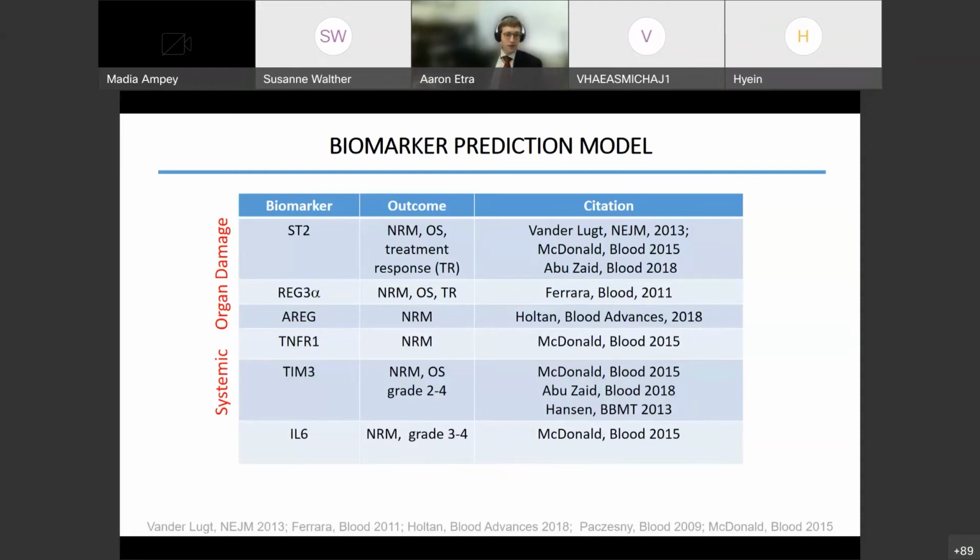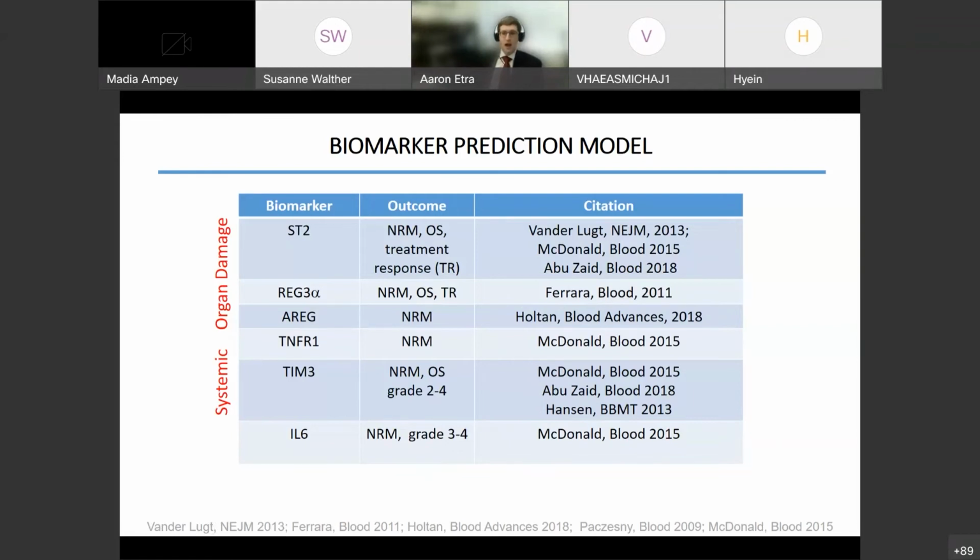In theory, this also works the other way too. If you know somebody's going to do well, perhaps you can use less intensive therapies. You can de-intensify their therapy. You can de-intensify the morbidity associated with that therapy. And so the use of biomarkers has become very much an active topic of conversation and research in the GVHD space. And so here I've listed several of the biomarkers which have perhaps among the strongest research base at this time.